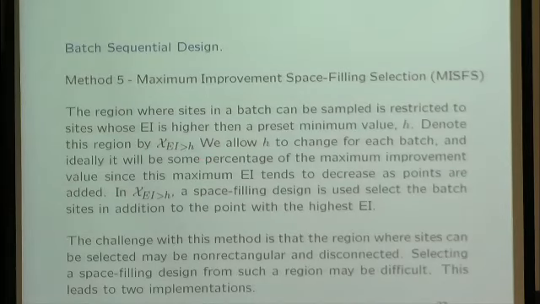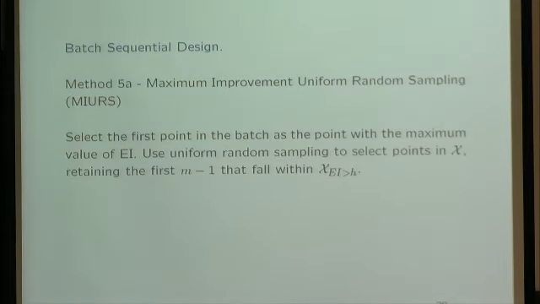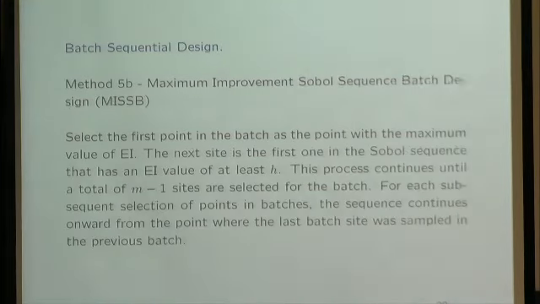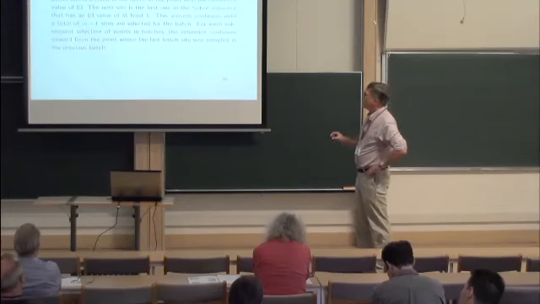Okay? And of course, the challenge is how to do that since this set isn't a nice interval, a nice region. But you could just take random samples and only retain those points that fall in the region. So you could use something like uniform random sampling to do that. Or you could, again, employ this idea of a Sobol sequence and just take a long Sobol sequence and only keep those points that fall in this region, so that you get something that's space-filling but still has some improvement.